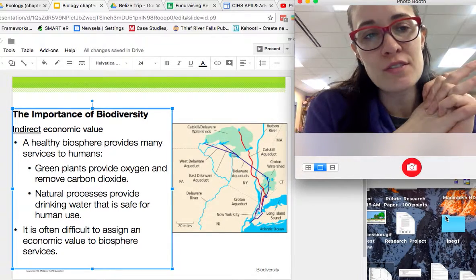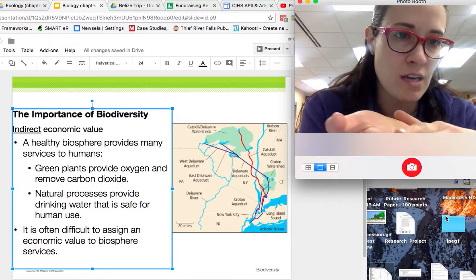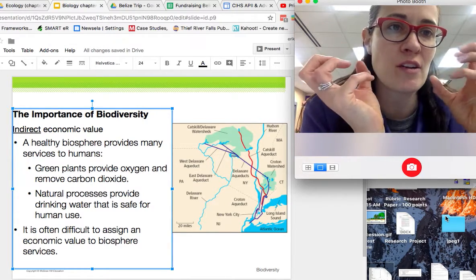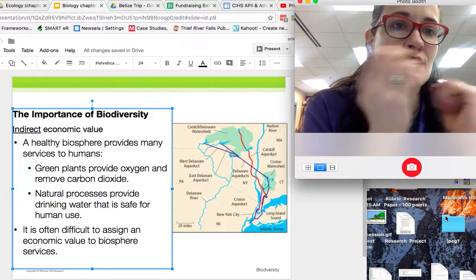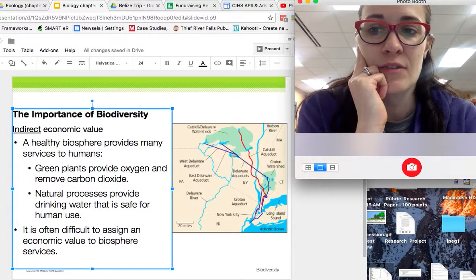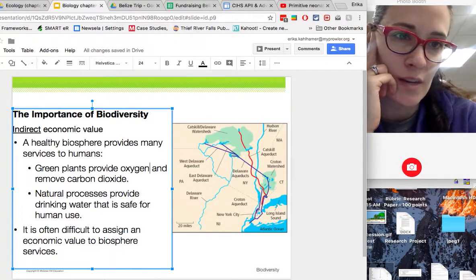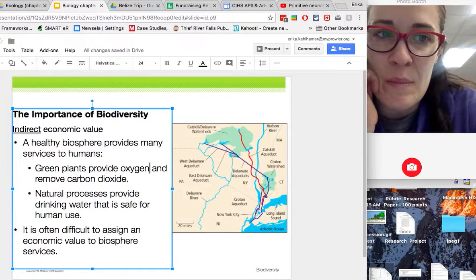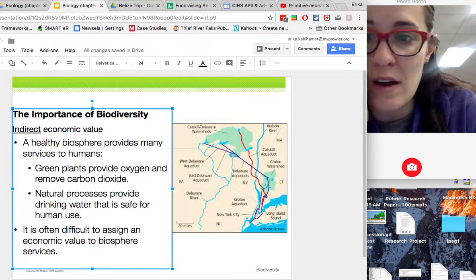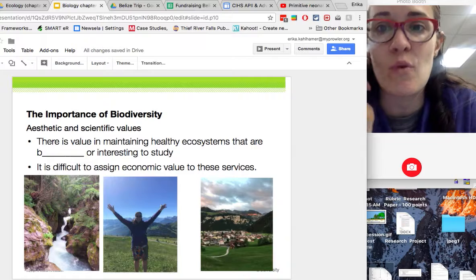And it's hard to assign direct monetary or economic value to these things because they're just so important. So people sometimes don't think they're important because they can't see the immediate money gain from it. However, it is equally important.